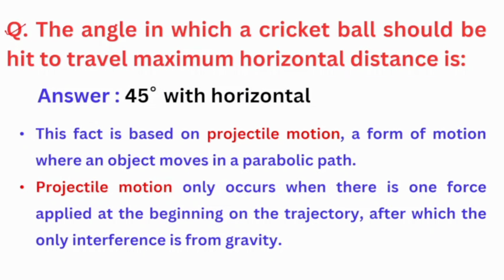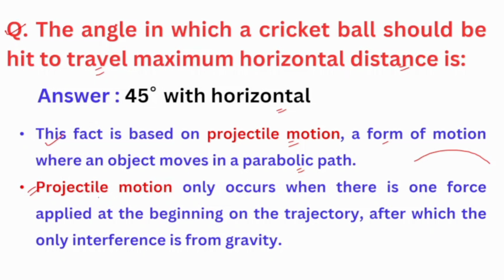The last question, the angle in which a cricket ball should be hit to travel maximum horizontal distance is 45° with horizontal. It means at 45° angle, if a cricket ball is hit, it will travel the maximum horizontal distance. Okay. And this fact is based on projectile motion, a form of motion where an object moves in a parabolic path. Okay, this is a parabolic path.